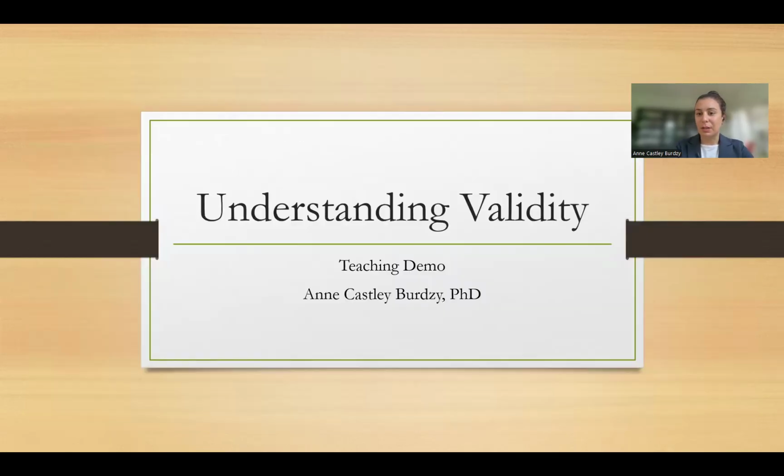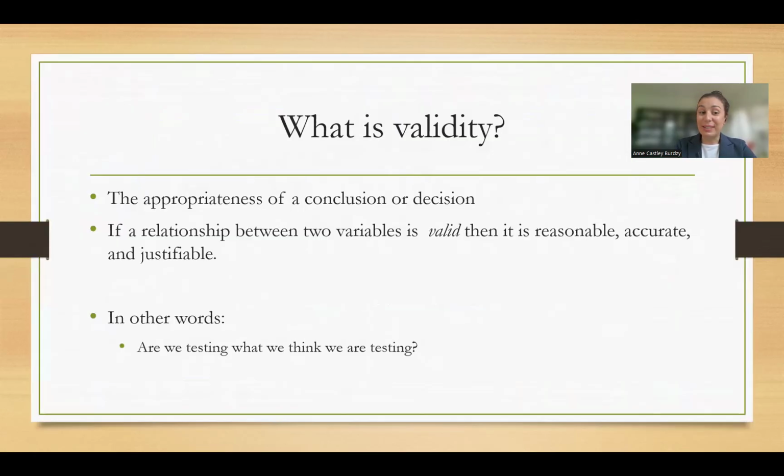So the topic of the discussion of this demo today will be understanding validity. This is one of my favorite topics in experimental psych, so I'm really excited to get to it. Okay, so what is validity? Validity is the appropriateness of a conclusion or decision. So if a relationship between two variables is valid, that means it is reasonable, accurate, and justifiable. So in other words, as researchers, are we testing what we think we are testing?